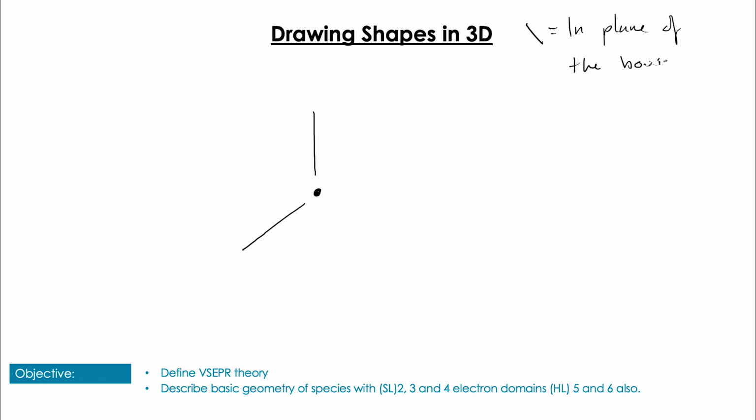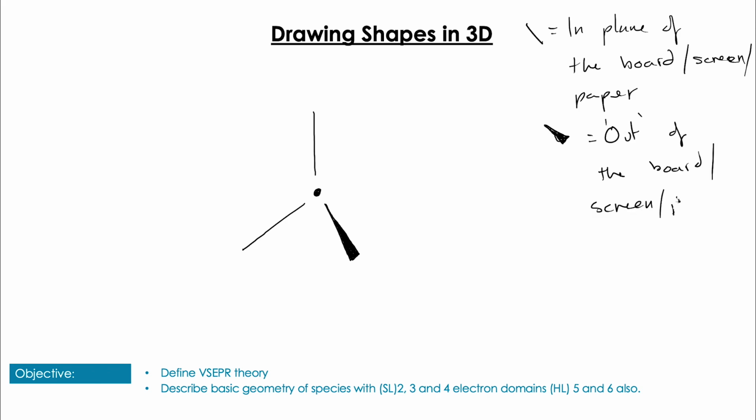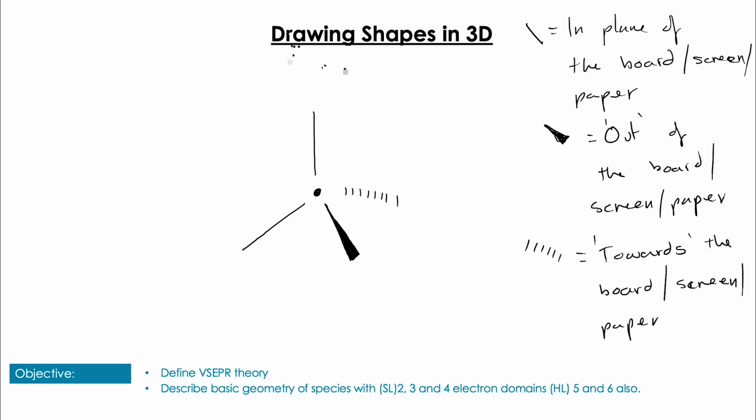If we have a straight line, that's usually what we would say is in the plane of the board, screen, or piece of paper. This kind of darkened wedged line indicates that that bond is coming out of the board, screen, or paper, so bringing a 3rd dimension into the equation, and a dashed line tells us that the bond is going into or towards the paper or screen.